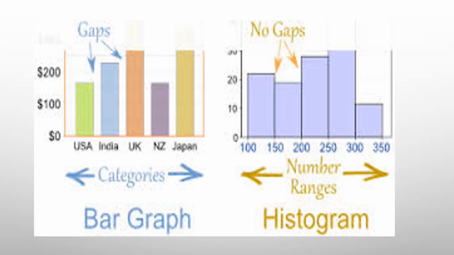See, these are the examples of a bar graph and a histogram. You can see that there are gaps in between bars of a bar graph, whereas in histograms, the bars are attached to each other.